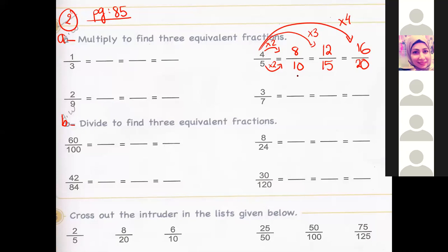2 times 4, I put 8 up there, and then 5 times 2, I put 10. And then the second one times 2 times 2, and the third one times 2. Okay, give me the second one. Give me the fraction. Teacher, what do you mean? I show you. Show me.